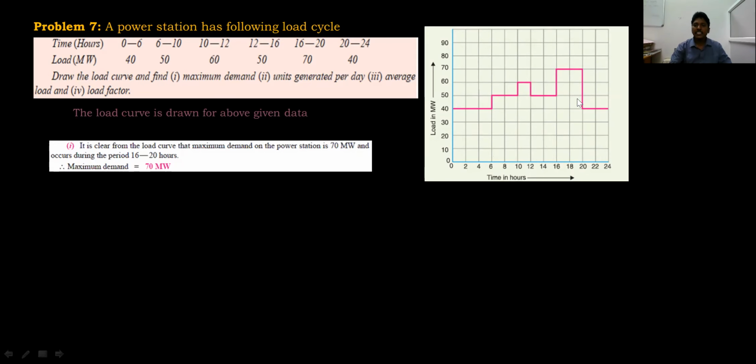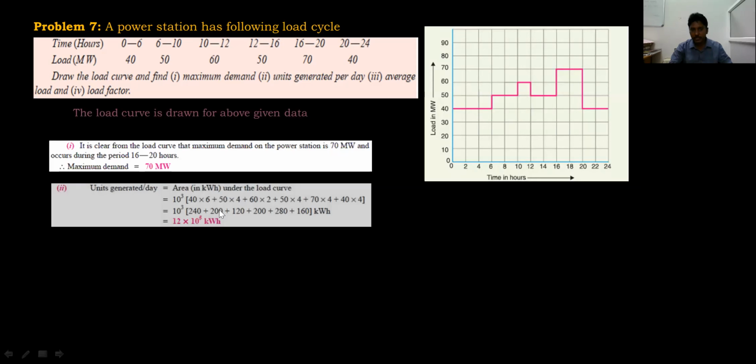In the same way, we need to find the area of the total load curve. The total area is in megawatt hours. If I multiply it by 10 power 3, it gives kilowatt hours, which is equal to units. That's what he did here. So: 40 into 6, 50 into 4, 60 into 2, 50 into 4, plus 70 into 4, plus 40 into 4. This gives you the units generated per day.